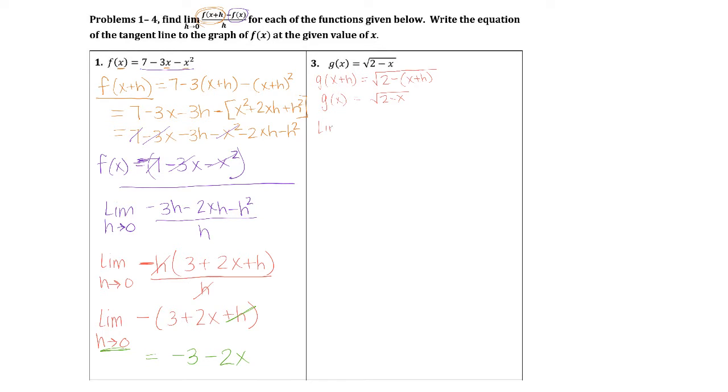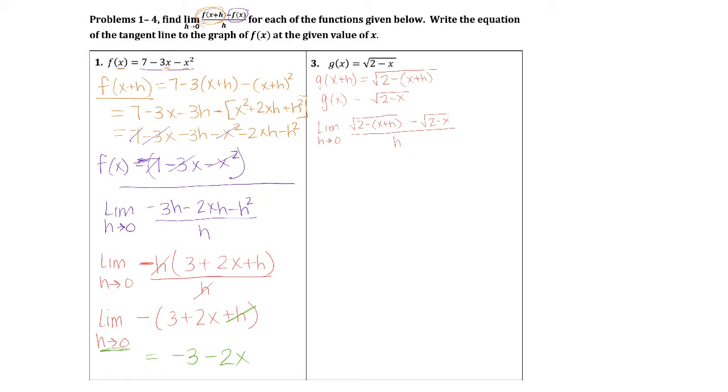So let's look at what happens here. I have the limit as h approaches 0 of the square root of 2 minus x plus h, minus the square root of 2 minus x, and that is all over h. Well, if I sub in a 0 here, I'm going to get 0 over 0, which means I have some algebra that I'm going to have to do.